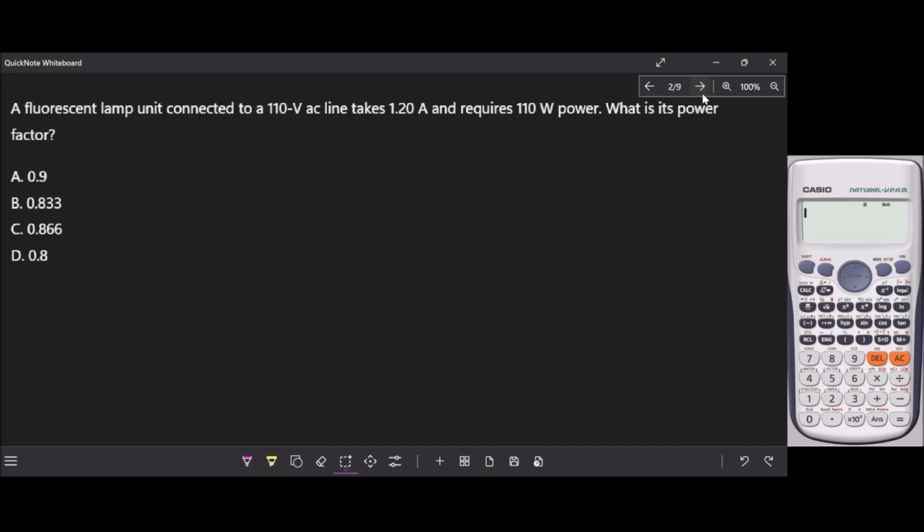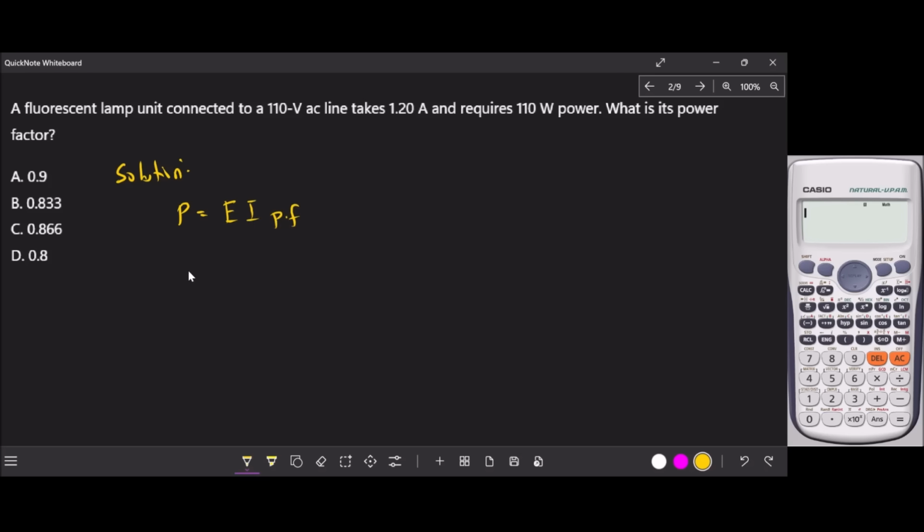A fluorescent lamp unit connected to a 110 volts AC line takes 1.20 amperes and requires 110 watts of power. So what is its power factor? Okay, so this is an AC circuit. So ang hinahanap po natin ay ang power factor. So in an AC circuit, single phase, the formula for the power is the voltage times the current times the power factor.